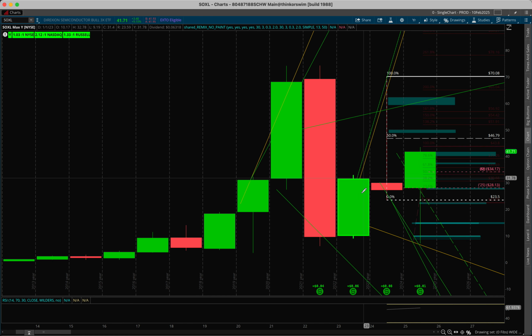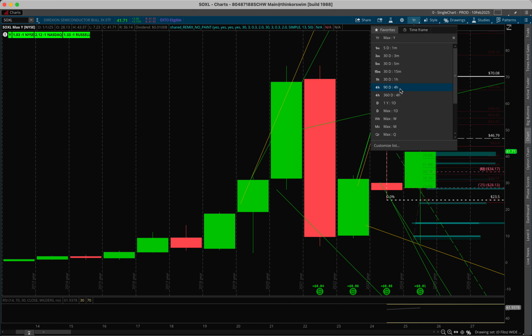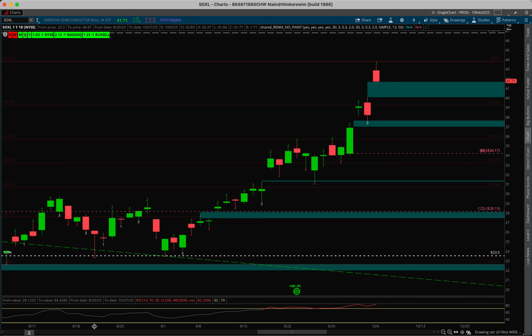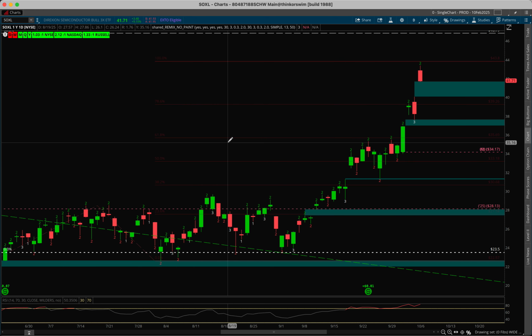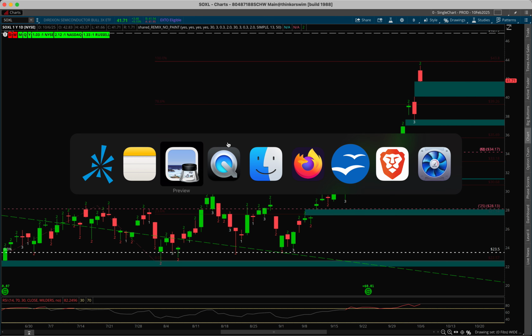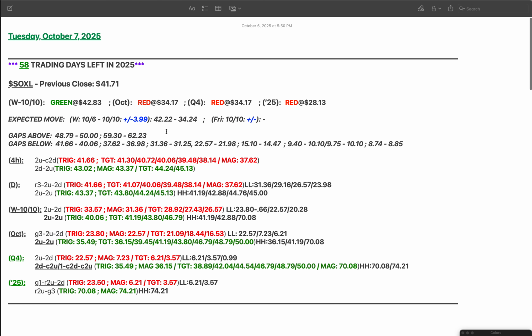So things are looking really good on all time frames, especially the larger time frames, and we'll just continue to play things how they go. We'll get into our triggers and targets here so that we're ready to the upside and downside. And let's go to our notes and go up here, right?